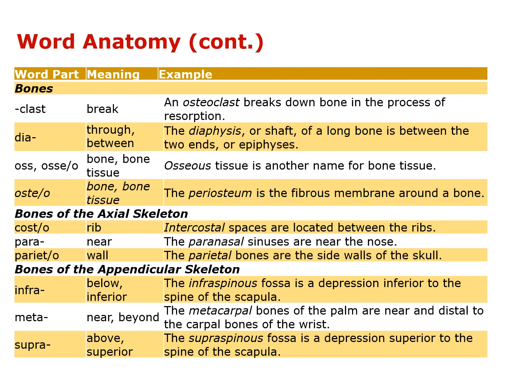For bones of the appendicular skeleton, we learned infra, that means below or inferior, and an infraspinous fossa is a depression inferior to the spine of the scapula. Meta means near or beyond, and the metacarpal bones of the palm are near and distal to the carpal bones of the wrist. Metacarpal, near and beyond the carpals. Okay. Supra means above or superior, and a supraspinous fossa is a depression superior to the spine of the scapula.